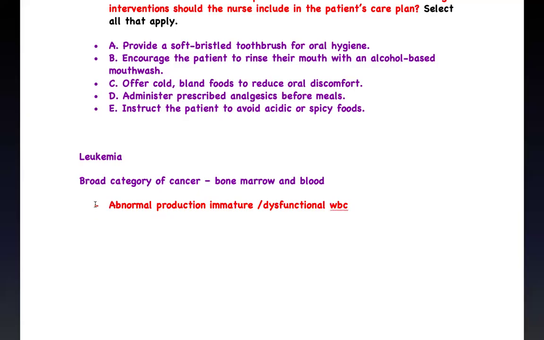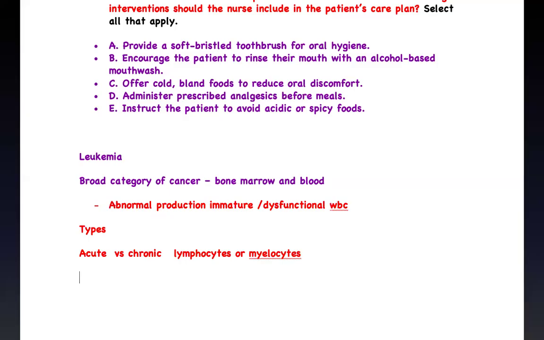And there are types of leukemia. An easy way to remember it is that one will be acute versus chronic. That's all. And it's going to be either lymphocytes or myelocytes. That's all. And that is the way you can basically figure out what is going on.